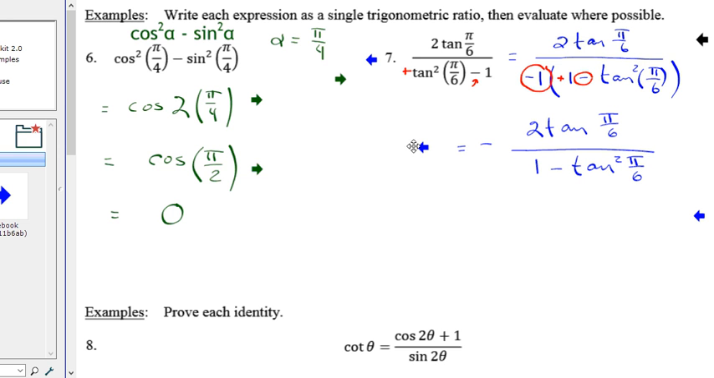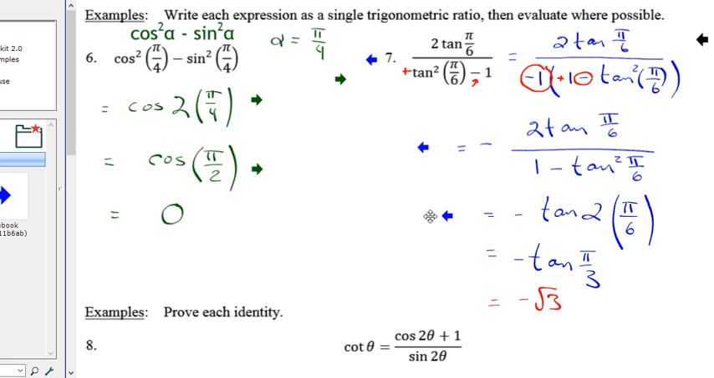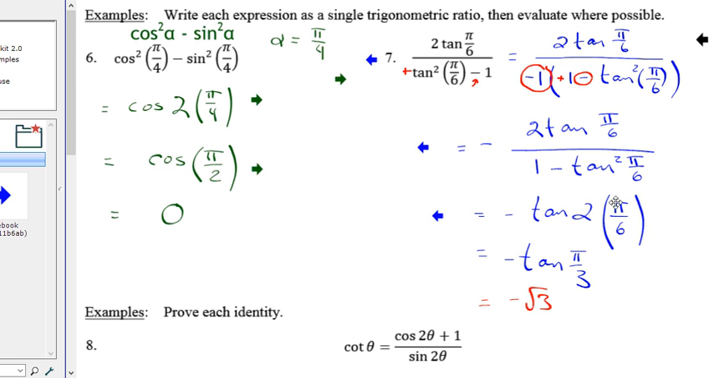So now I've taken the negative out in front here. So I have the negative of this expression, which is just the negative of tangent 2 times pi by 6, which is the negative of tangent pi by 3. Tangent of pi by 3 is root 3, and so my answer will be the negative square root of 3. A bit of manipulating involved, but again, just making use of the identity for tangent 2 theta.